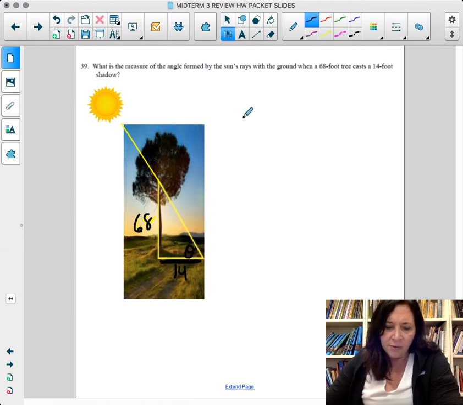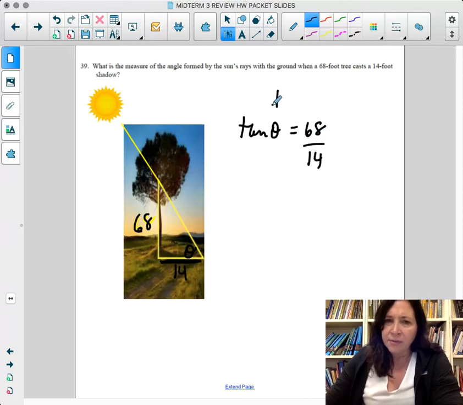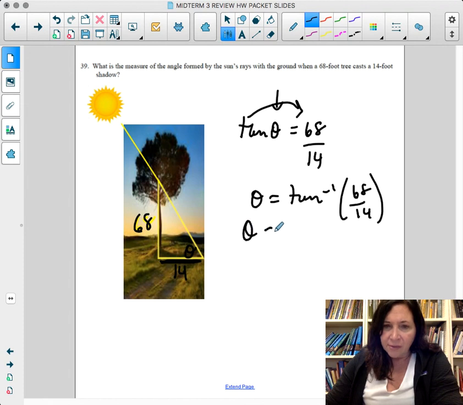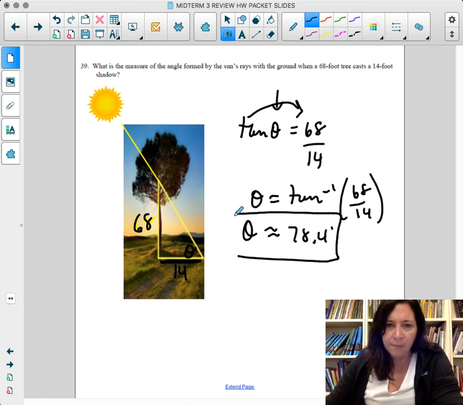We're going to use tangent of theta is equal to opposite over adjacent. I'm trying to solve for theta, this angle right here, so we want to get that by itself. Theta is now going to be arctangent of 68 over 14. So theta is approximately 78.4. You do need a calculator for this problem.